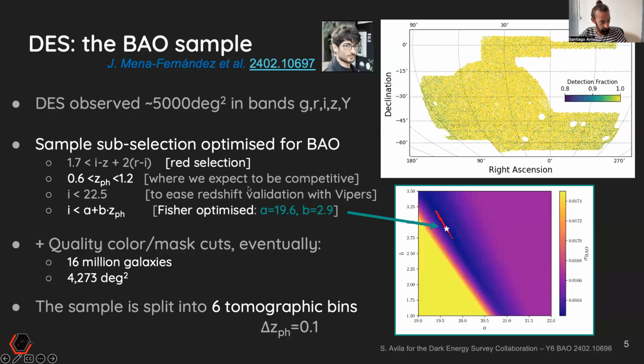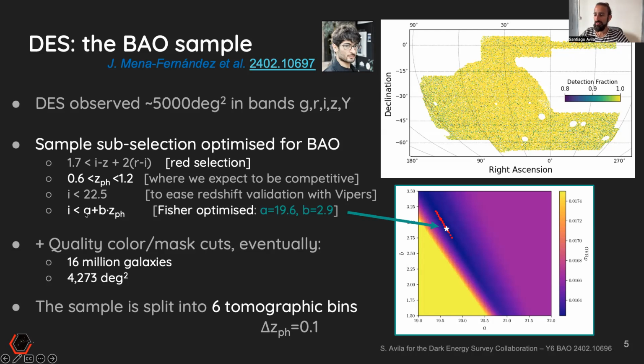Okay, let me start with some of the main ingredients, which is the BAO sample. This was described in a separate paper led by Juan Mena. Basically, we use a subsample of the full DES sample that has been optimized for BAO science. It's a red selection given by this selection in color space. We also select galaxies between redshift 0.6 and 1.2, where we expect to be competitive. We do a bright selection in order to make the validation with external datasets easier.